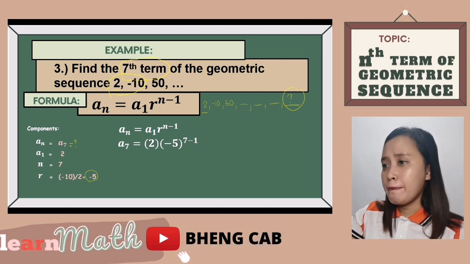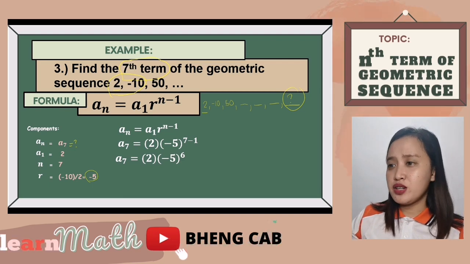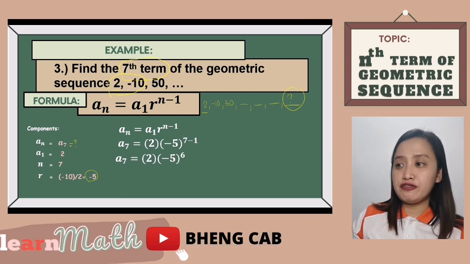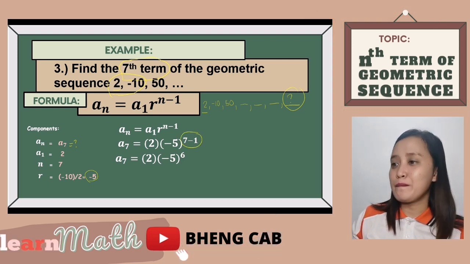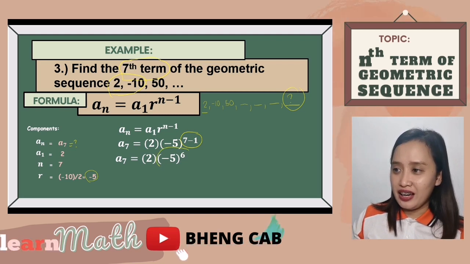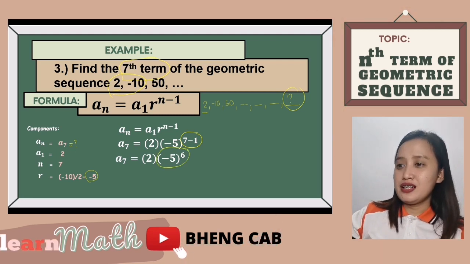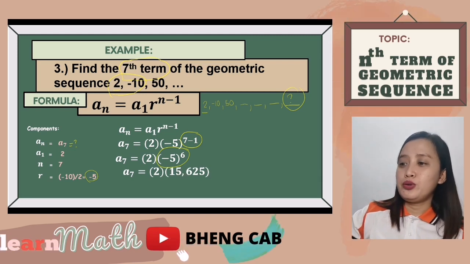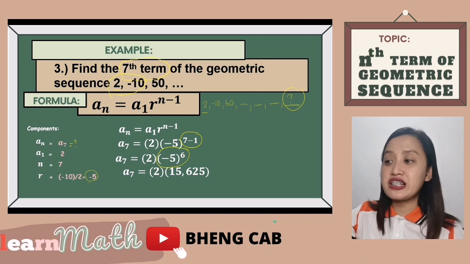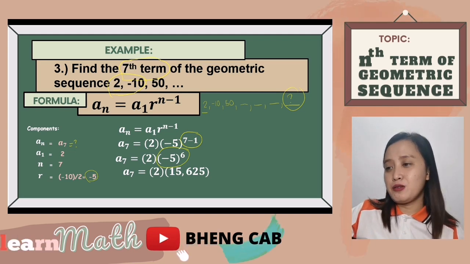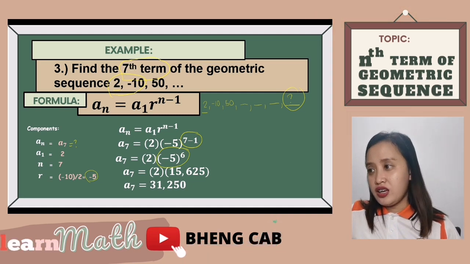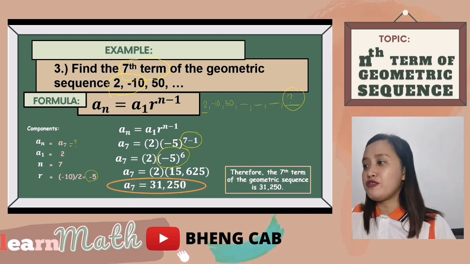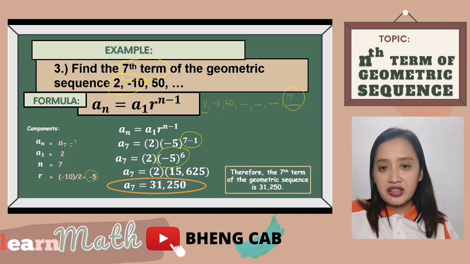Okay, so we have here a sub 7 equals 2 times quantity negative 5 raised to 6. So, ang raised to 6 galing sa 7 minus 1. Ganun pa rin po. Following by, simplify ito muna bago mag-multiply sa 2. So, a sub 7 equals 2 times 15,625. So, multiply natin yung 2 at yung 15,625 gives us a sub 7 equals 31,250. Okay, therefore, the 7th term of the geometric sequence is 31,250.